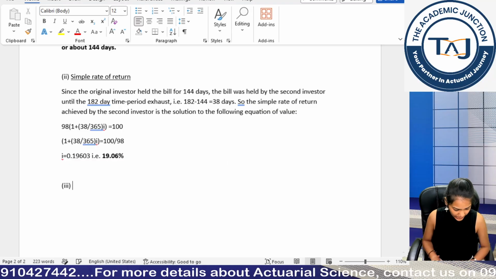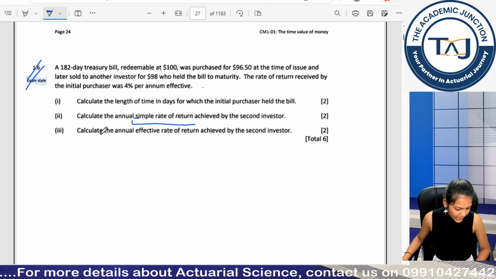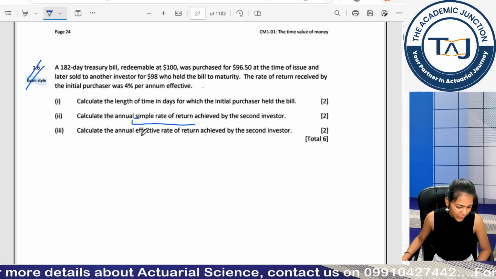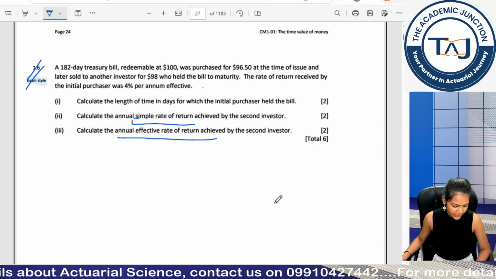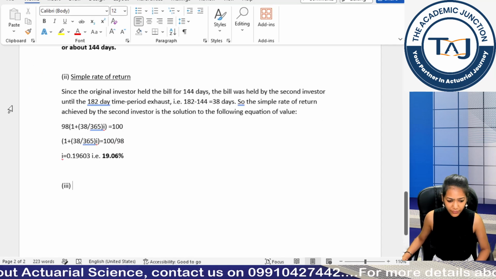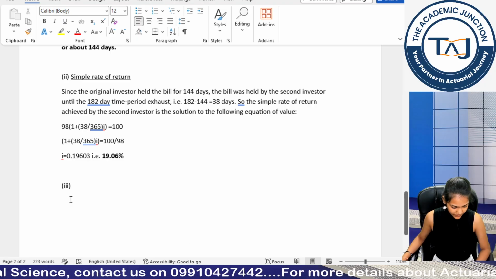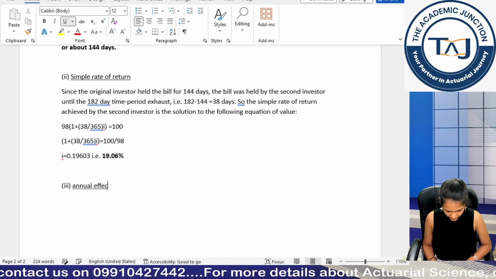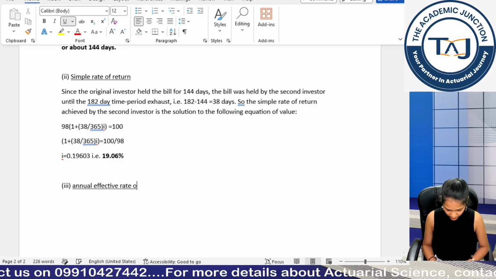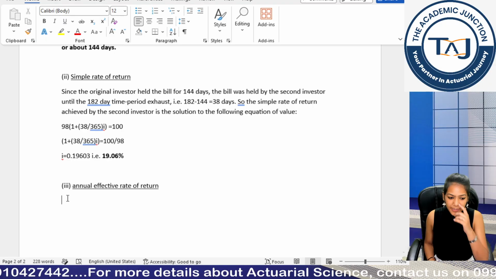Now let's move to the third part. Calculate the annual effective rate of return. Now we are being asked the annual effective rate of interest achieved by the second investor. Okay, so we have this general formula with us. So we are doing annual effective rate of return. The time period remains the same.